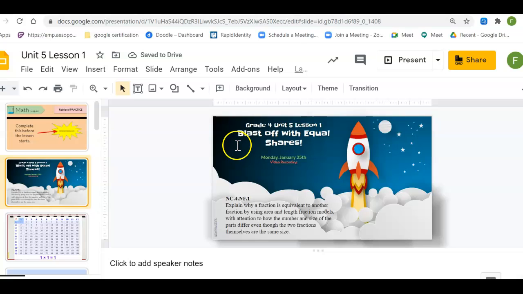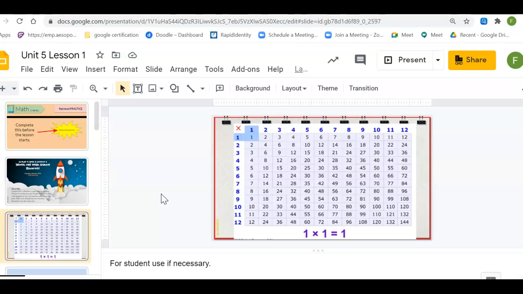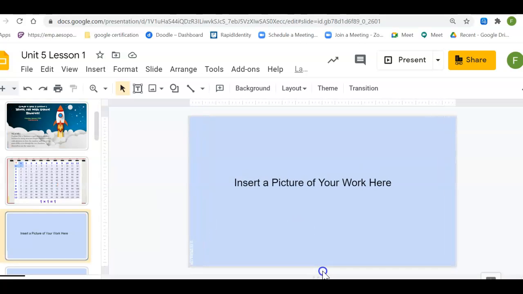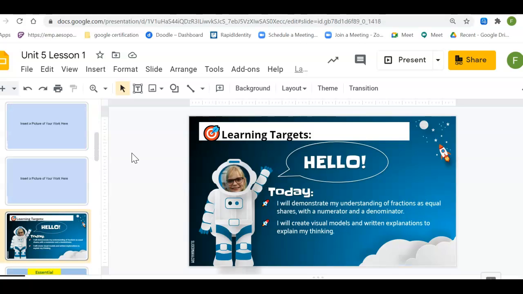We are beginning Unit 5. Today is Lesson 1, Blast Off with Equal Shares. So we are starting the unit with fractions, guys. We'll be able to work with fractions. On our next slide is our multiplication table. It's there just as a guide for you. And the next couple of slides are going to be for you to insert your work, so if you're working in your notebook or your binder, to show your work to your teacher.